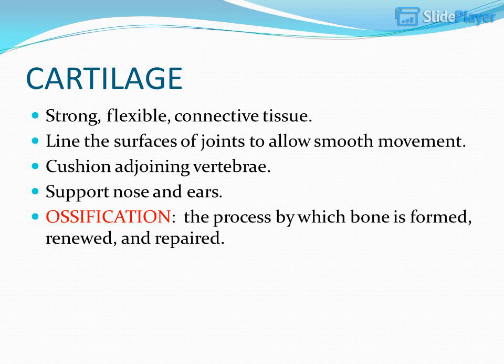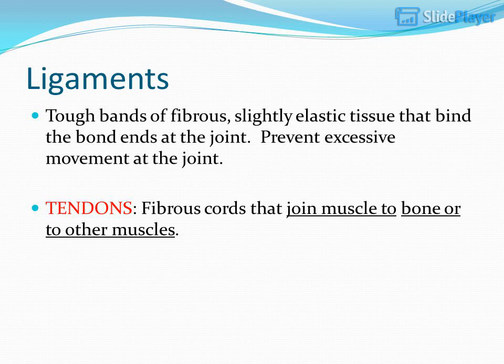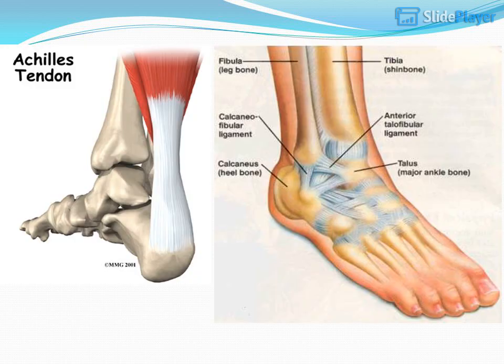Ossification, the process by which bone is formed, renewed, and repaired. Cartilage. Ligaments. Tough bands of fibrous, slightly elastic tissue that bind the bone ends at the joint. Prevent excessive movement at the joint. Tendons, fibrous cords that join muscle to bone or to other muscles.